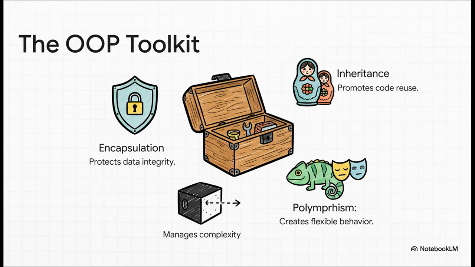It lets you reuse code. Polymorphism? That's what gives your code flexibility and makes it dynamic. And abstraction? That's your complexity manager. It keeps things simple. Put them all together, and you have a powerful way to build software that's strong, easy to change, and ready to grow.